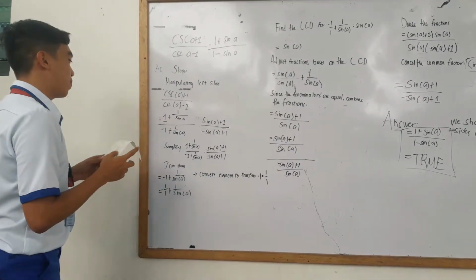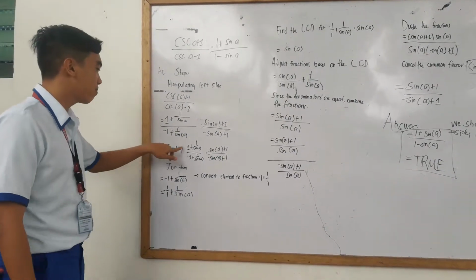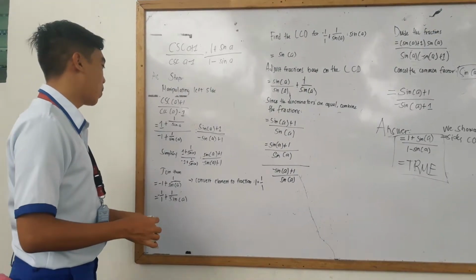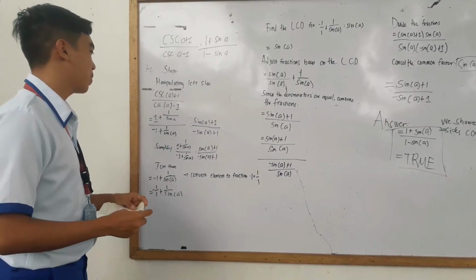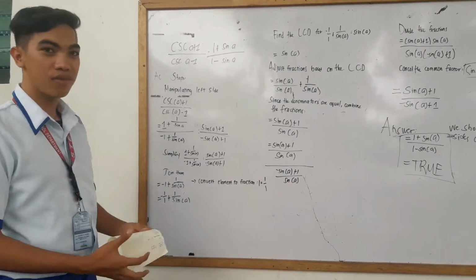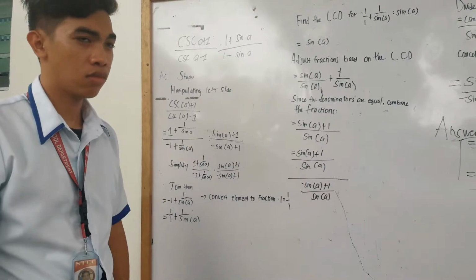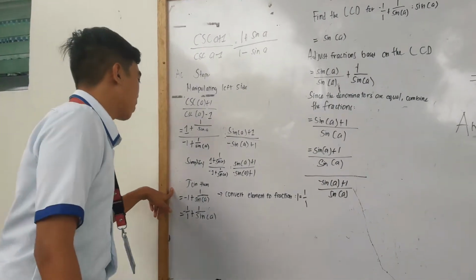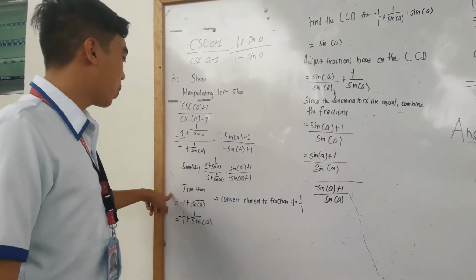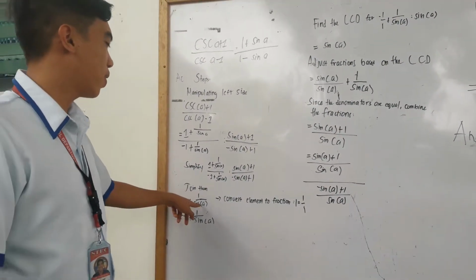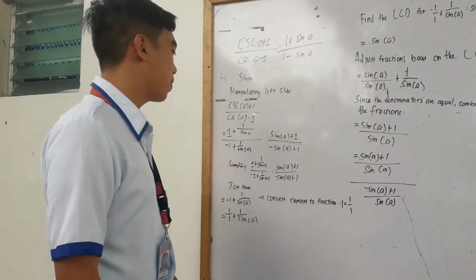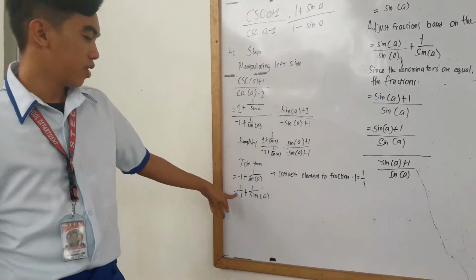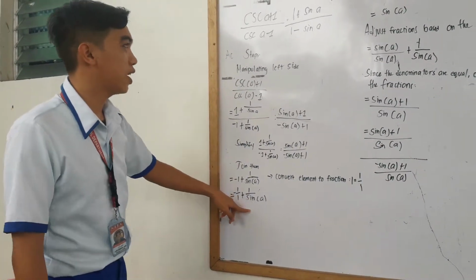This next step is to simplify this one. 1 plus 1 over sine a over negative 1 to sine a plus 1 over negative sine a plus 1. The next is to join them, which will equate to negative 1 plus sine over a. Next is to convert the element fraction 1. So 1 is equal to 1 over 1. So here, negative 1 over 1 plus 1 over sine a.